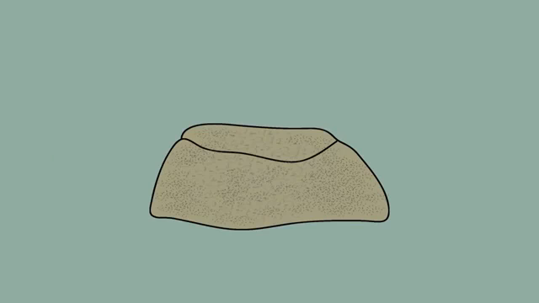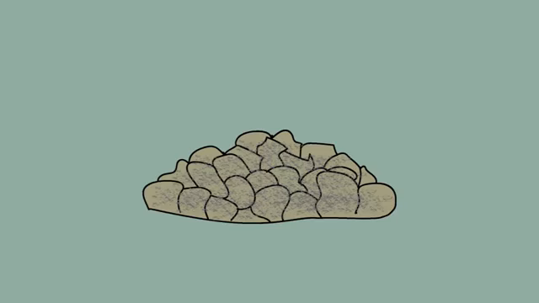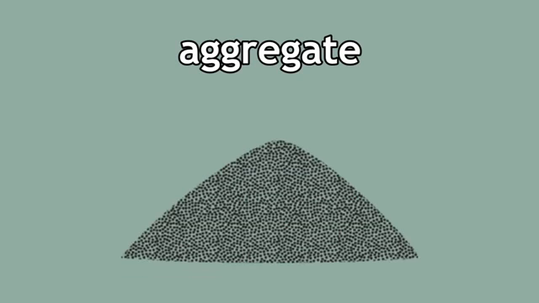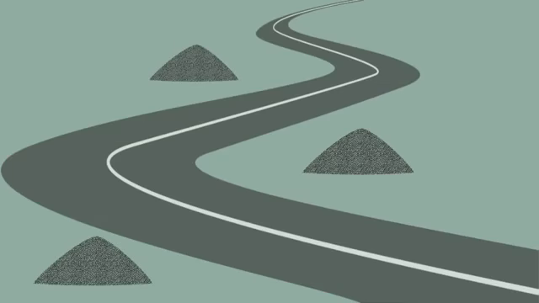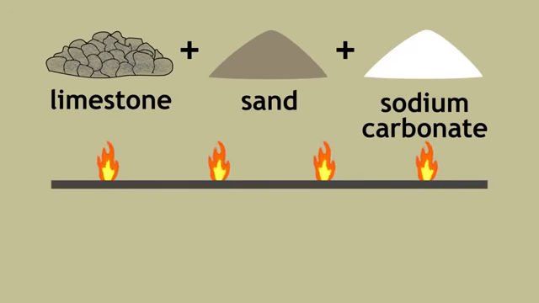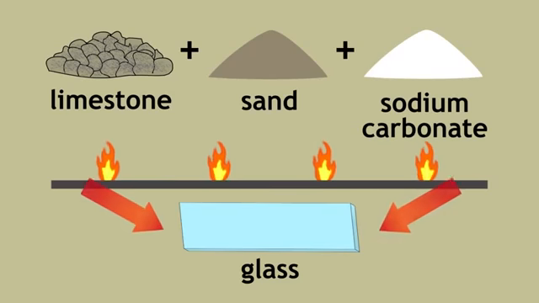Pouring concrete onto steel bar structures creates reinforced concrete, which is even stronger. Limestone can even be crushed and used as an aggregate when paving roads. The term aggregate simply refers to crushed stones and minerals for construction or road building purposes. When limestone is heated with sand and sodium carbonate, certain types of glass can be made.